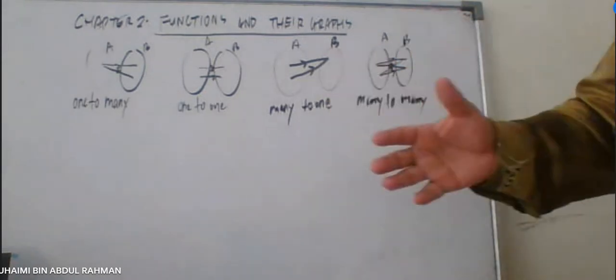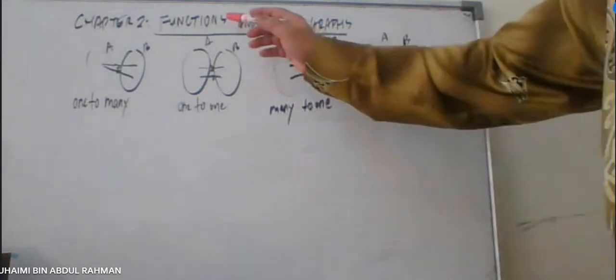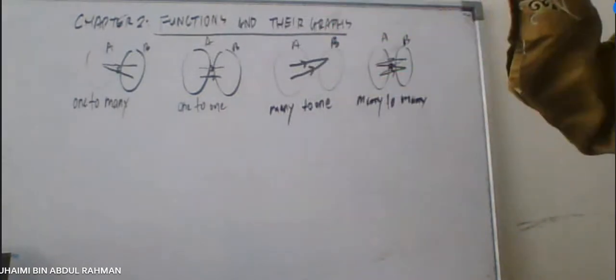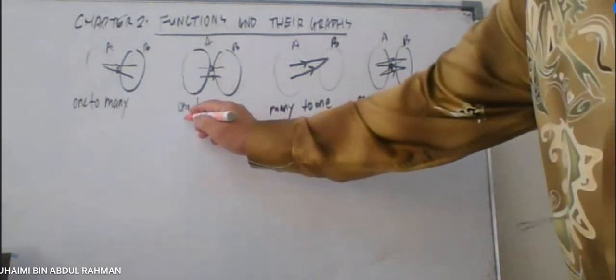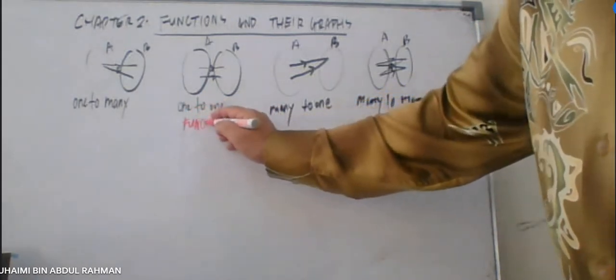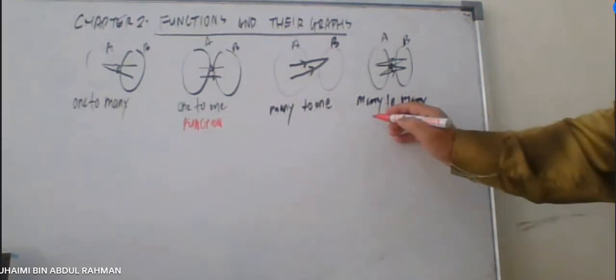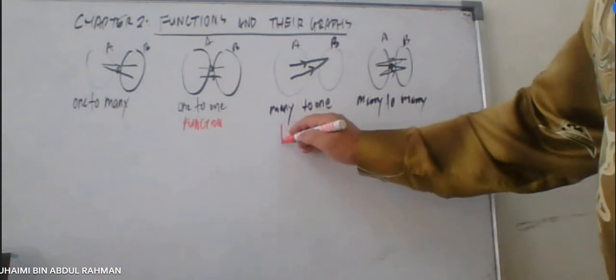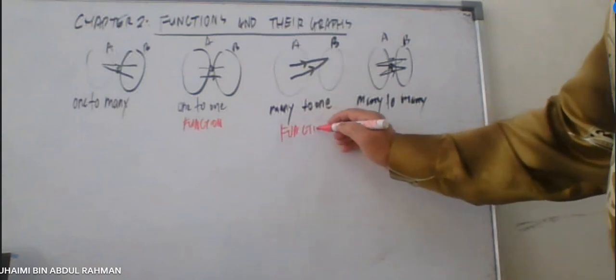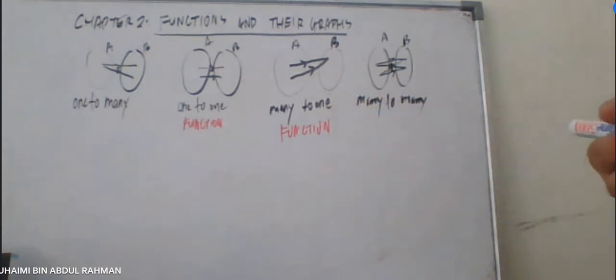But when we're going to look at functions, according to the four relations, only two represent a function. This is a function. This is a function. So a function is a relation of one-to-one or many-to-one, or more precisely, we can have the definition of functions.